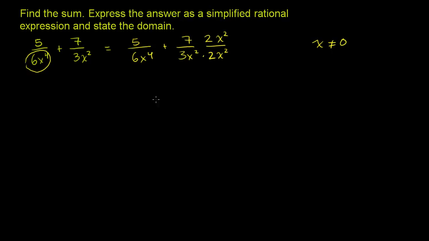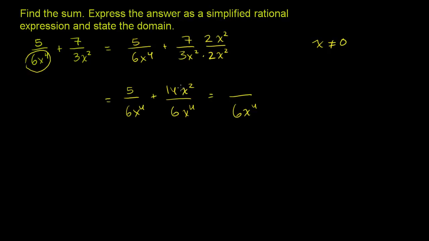And then that will give us the expression 5 over 6x to the fourth plus, this becomes 7 times 2 is 14, 14x squared over 3 times 2 is 6. x squared times x squared is x to the fourth. So now we have a common denominator. The common denominator is 6x to the fourth. And we can just add the numerators. So it's 5 plus 14x squared.